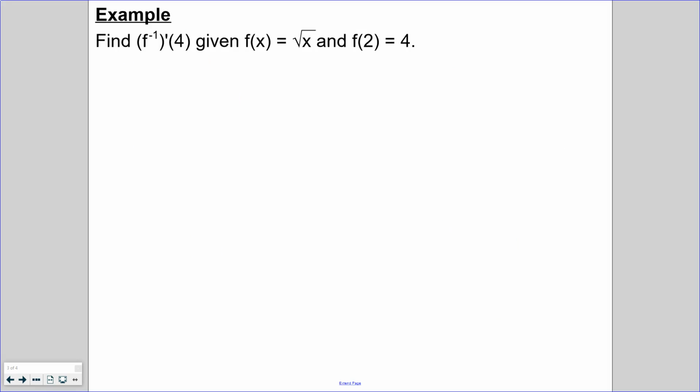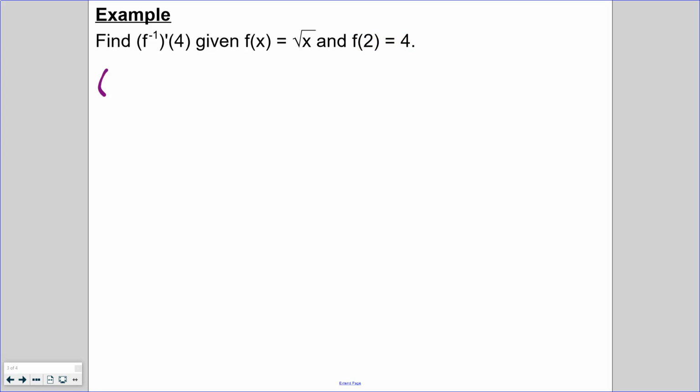Our next example: we want to find the derivative of f inverse of 4, given f of x is equal to the square root of x and f of 2 equals 4. This is essentially the same problem, except instead of being given a point, we are given a function value, and we are told that f of 2 equals 4, which is fine. That is enough information for us to solve this problem.